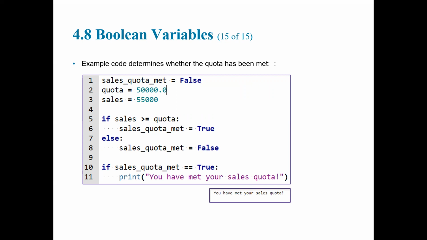On line 1, I set sales_quota_met to false. And then I go ahead and set quota to 50,000, and sales to 55,000. So if sales is greater than or equal to quota, then I set the Boolean variable to true. Else I set it to false. So now I perform a test to see if sales quota is true. Then we'll print you have met your sales quota. And that is an example of using Boolean variables.